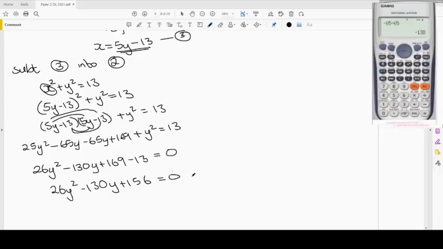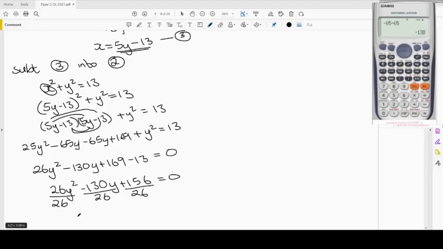Okay. So solving this, you can either use the quadratic formula, factorize if possible, or complete the square. So before I do any of those, I can see that all of these coefficients, 26 is a factor of theirs, so I can divide everything by 26. So divide by 26, divide by 26, divide by 26.